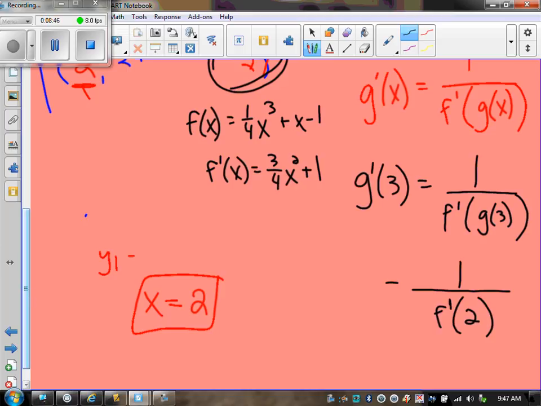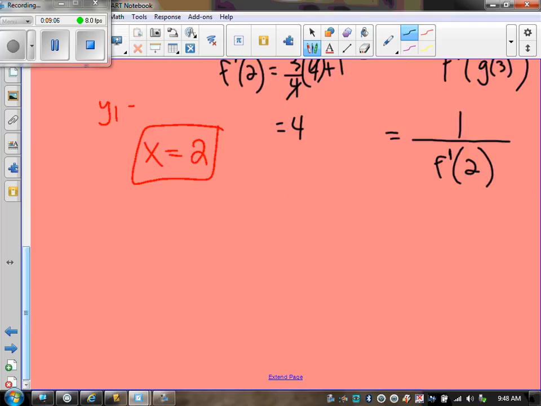So now we have the equation 1 over the derivative of f at 2. Well, here's my derivative of f. I just need to figure out what it is at x equals 2. 2 squared is 4. Those go away, and I end up getting 3 plus 1 is 4. So the derivative of my inverse would be 1 over 4.